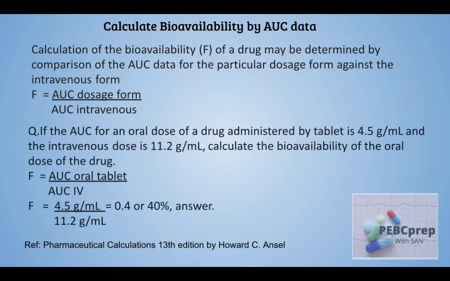Let's see an example. If the area under curve for an oral dose of a drug administered by tablet is 4.5 grams per milliliter and the intravenous dose is 11.2 grams per milliliter, calculate the bioavailability of the oral dose of the drug. According to the formula, we put in all the values. When we calculate, we get 0.4, that is, the answer is 40%.